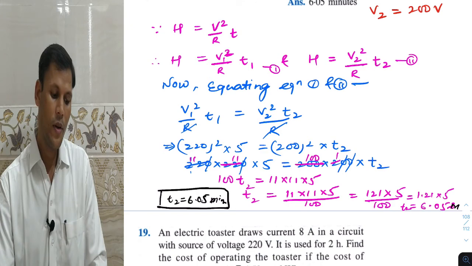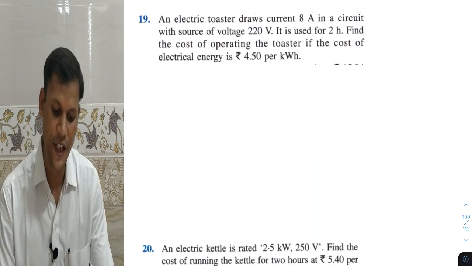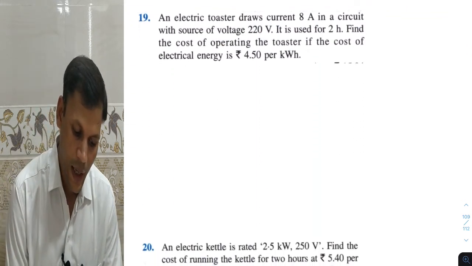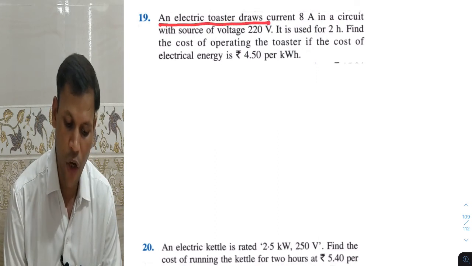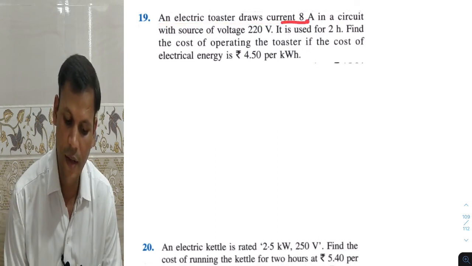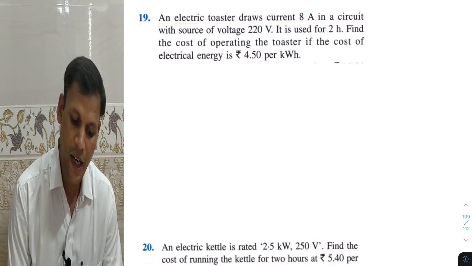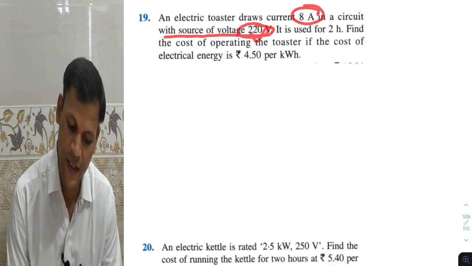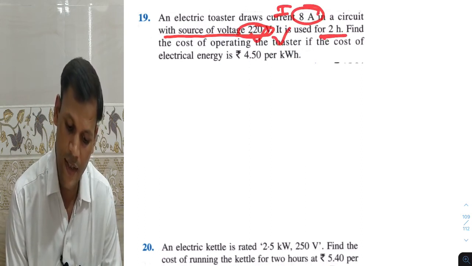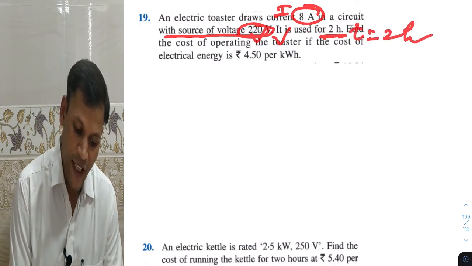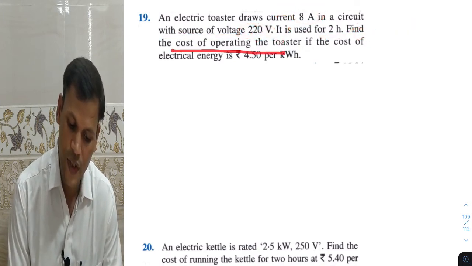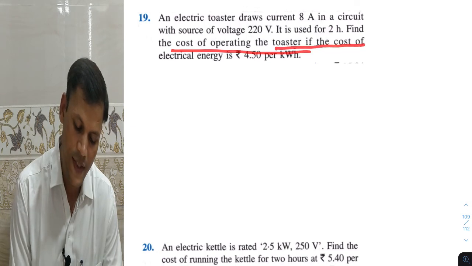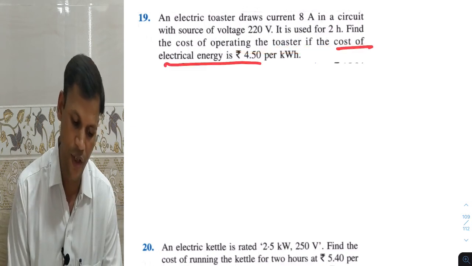Okay. Now question number 19. An electric toaster draws a current of 8 ampere in a circuit with a source of voltage. Current is given, V is given, time is 2 hours. Find the cost of operating the toaster if the cost of electrical energy is this much.